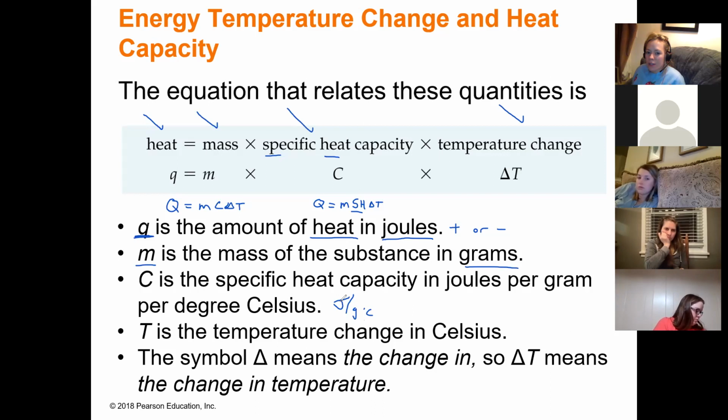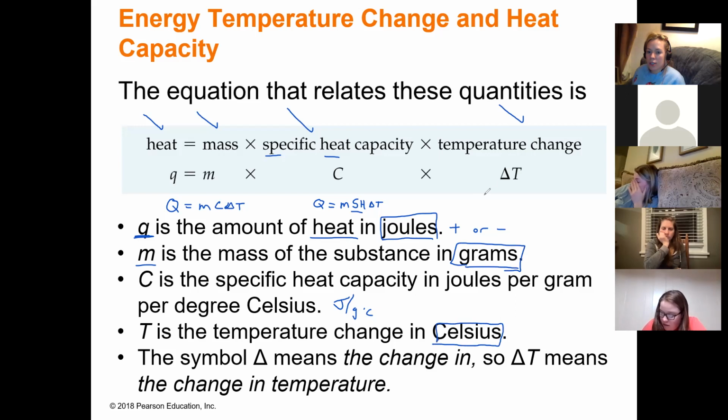If this funky unit is in joule per gram degree Celsius, everything else has to be in units to match that up. Remember, we can't use an equation and have different units, just like with density. Density equals mass over volume, right? If your density is in gram per milliliter, your mass needs to be in gram, your volume needs to be in milliliter. So if this is in joules per gram degree Celsius, well, energy needs to be joules, mass needs to be grams, and then temperature needs to be in Celsius.